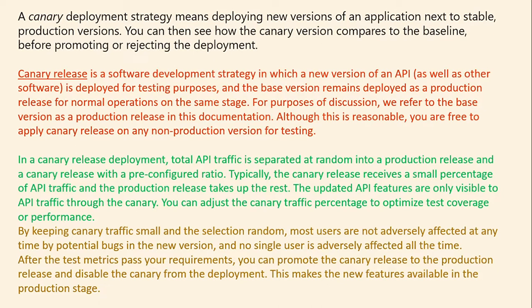By keeping Canary traffic small and the selection random, most users are not adversely affected at any time by a potential bug in the new version, and no single user is adversely affected all the time. After the test metrics pass your requirements, you can promote the Canary release to the stable release and disable the Canary from the deployments. This makes the new feature available for all the production users.